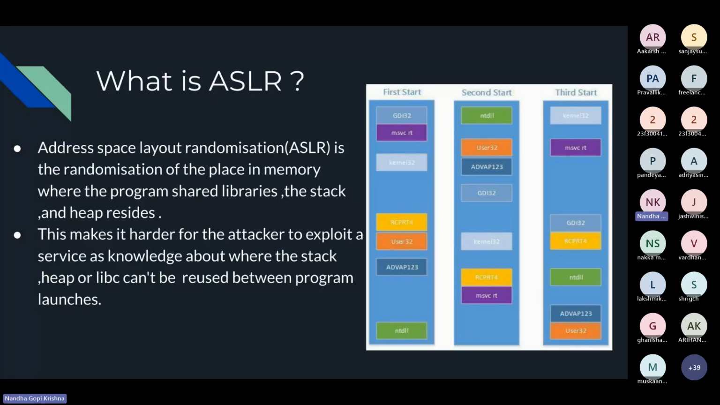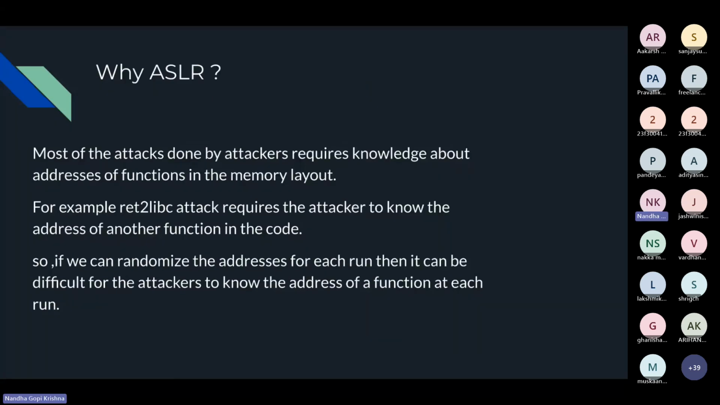Okay, so why do we need ASLR? As I told before, exploits like ret to libc require the attacker to know the base pointers of shared libraries beforehand. However, if we randomize this address so that every time we run the program it is different, then it will be difficult for the attacker to gain access to the memory address of the shared library and hence exploit the program.